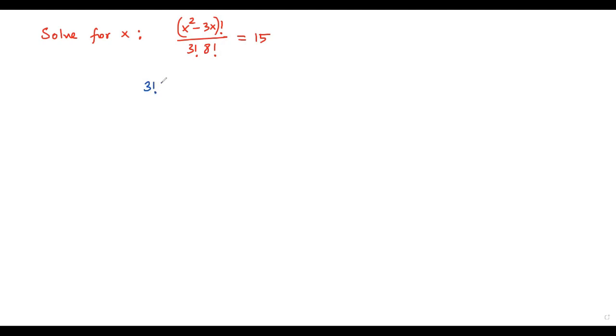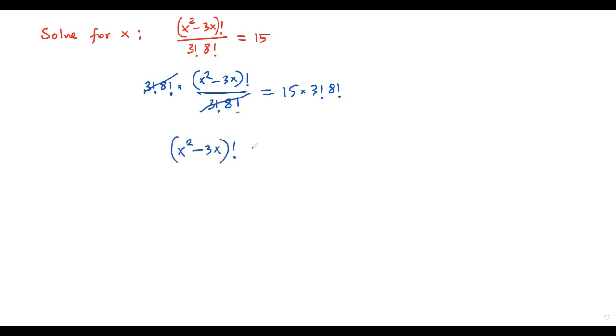So 3 factorial times 8 factorial times (x square negative 3x) factorial over 3 factorial times 8 factorial. On the right side, 15 is multiplied by 3 factorial times 8 factorial. I multiplied both sides of the equation by 3 factorial times 8 factorial, so this will cancel out. I have (x square negative 3x) factorial on the left side. On the right side, I have 15 times 3 factorial times 8 factorial.